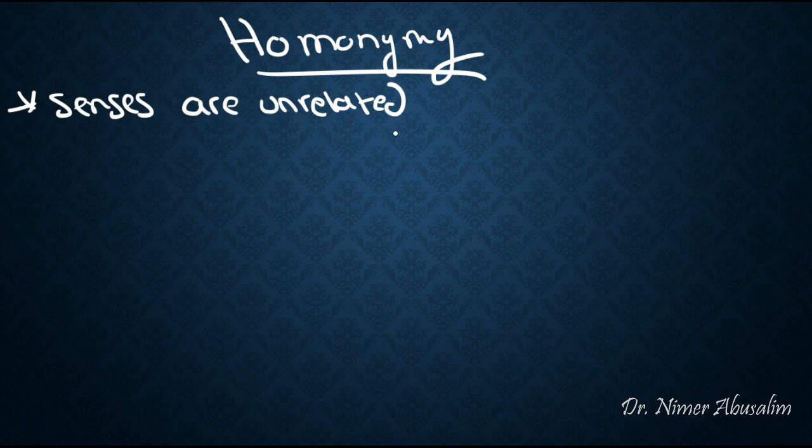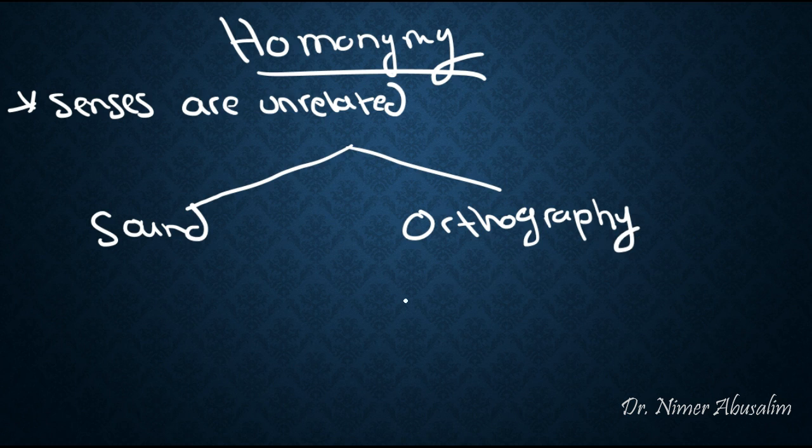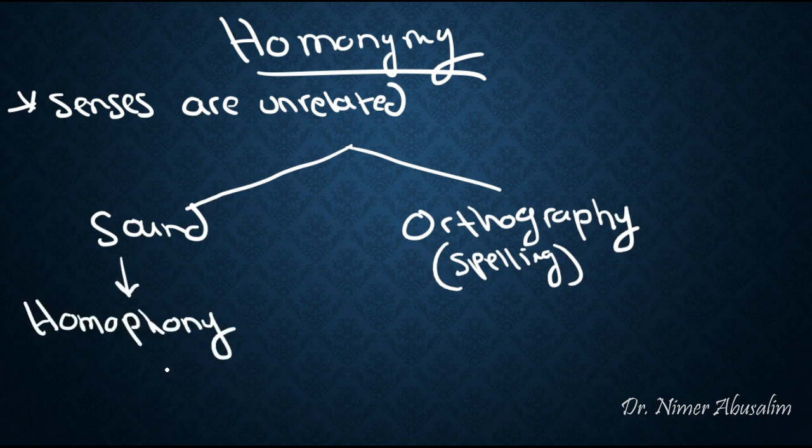What is related in homonymy could be either the sound or the orthography. Orthography just means the spelling used or the letters used. So orthography is a word that means writing, how we write the word. So if we have two words that are unrelated in senses but sound exactly the same, we call this homophony. If you notice here, phone or phony has to do with sounds. Now if you have two senses that are unrelated but look exactly the same, then we call that homography.